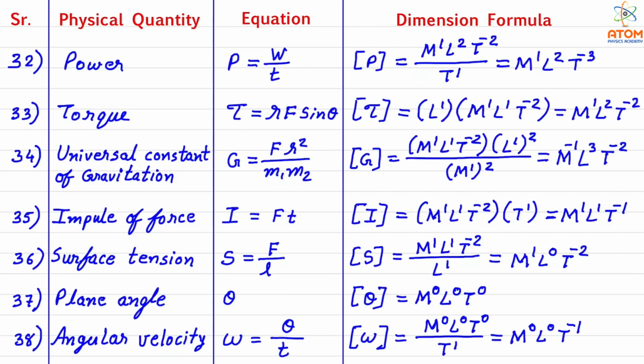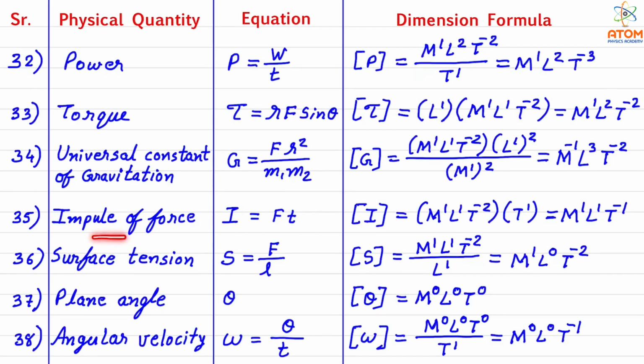And now we can find out the dimension formula. For force, we know it is M1 L1 T minus 2. For R, that is radius, it is L1 but raised to square. Then this is mass. Both masses are in multiplication, that's why we can write M1 raised to square. Solving this, we will get M raised to minus 1, L raised to 3, T raised to minus 2.